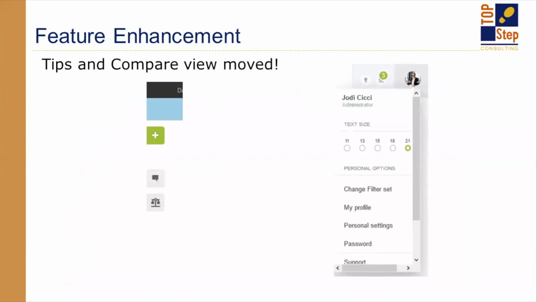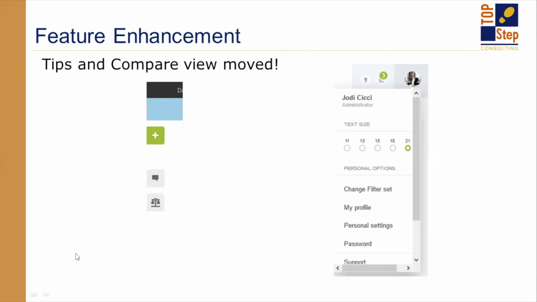But you'll notice that there are 2 other things sitting over there by my picture, and that is actually where the tips and the compare view moved. Because they were on the left-hand side, now we know the navigation is there. So where do those things go? They go up in the upper right-hand corner. So basically all of the navigation is on the left, and those sort of data interaction things are on the right.